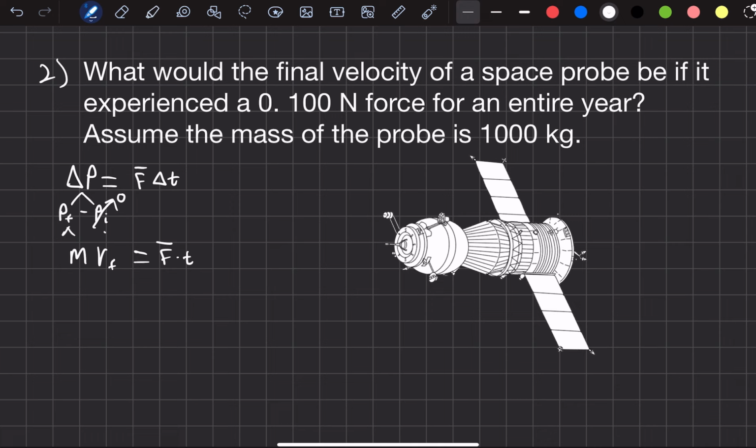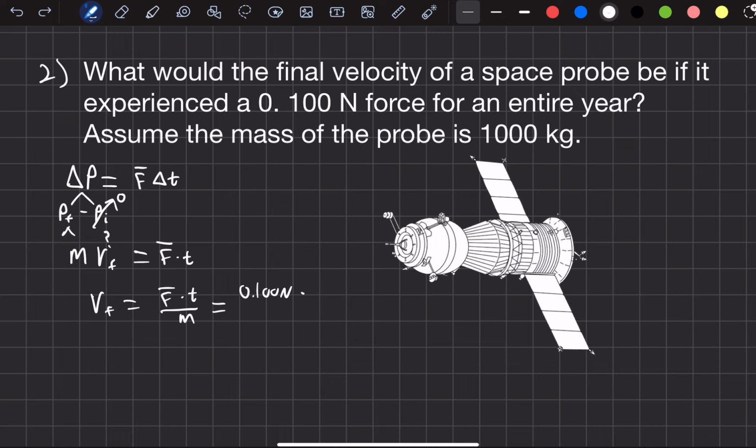Now we can see what we're solving for. We are solving for the final velocity. So let's rearrange this equation for the final velocity. And now let's plug in some values. Before we can plug in some values, we need to realize that we were not given the time in seconds. You cannot put 1 year right here because everything in physics is done in seconds for time.